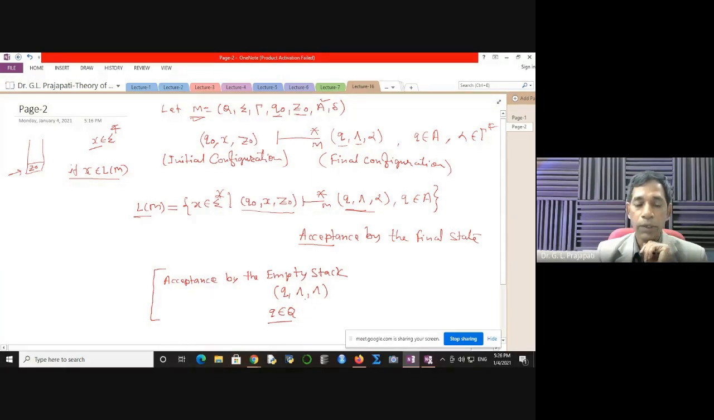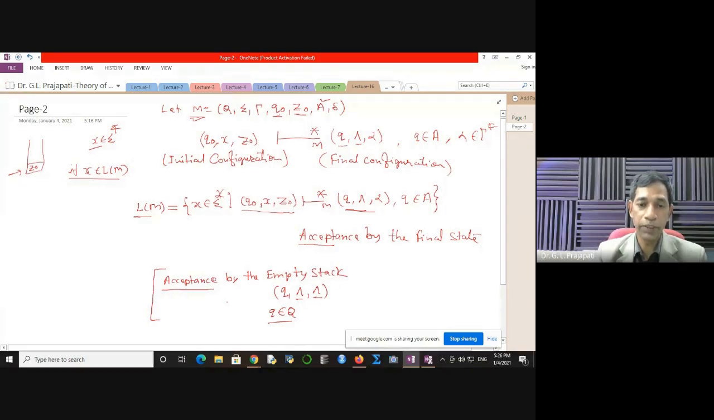Okay. And what is important? Your input must be exhausted, so there is nothing to read, and your stack becomes empty. Once you see that the input is exhausted, you have to see whether the stack becomes empty or not. If the stack is empty and the input is exhausted, then you can say that yes, this is the acceptance condition, and your machine is going to accept the given input. So this is the other possible acceptance by the machine, known as acceptance by the empty stack.